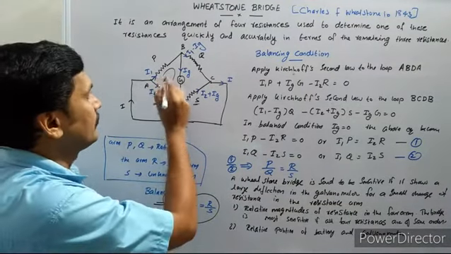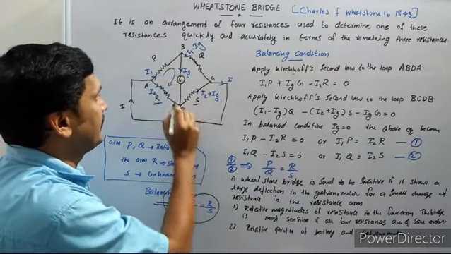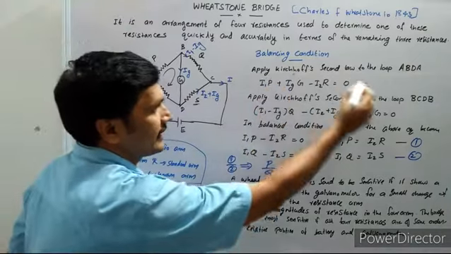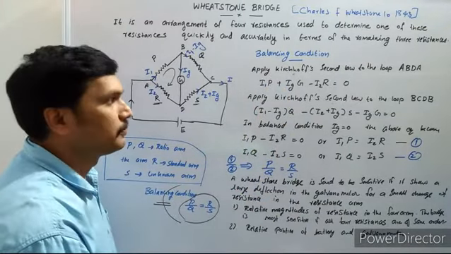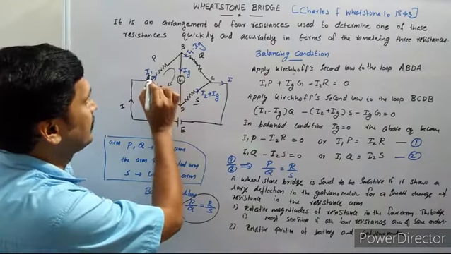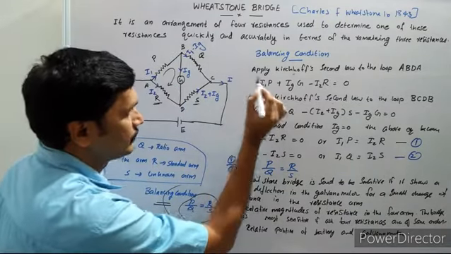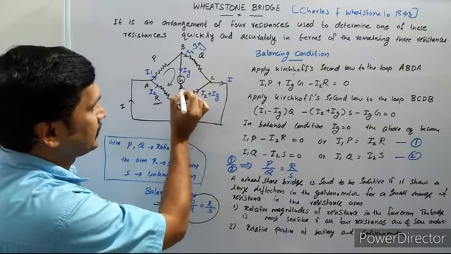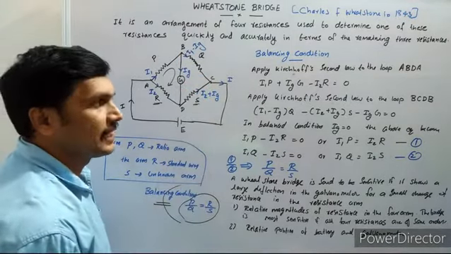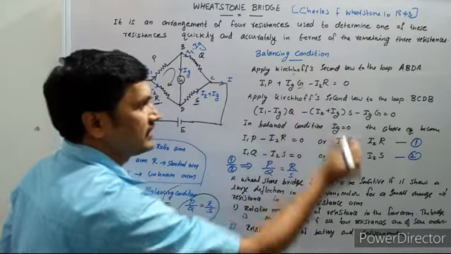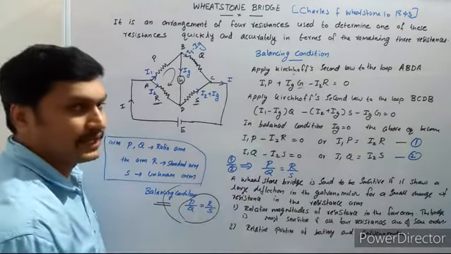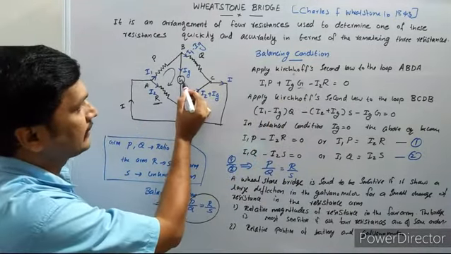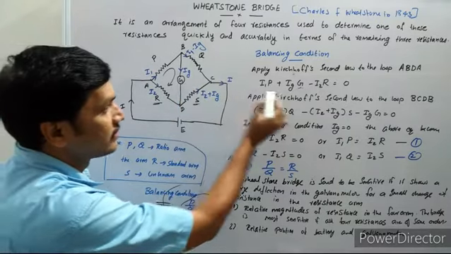Now apply Kirchhoff's second law, the voltage law or loop law, in this closed loop A, B, D, A. First we have I1 into P. Then the current Ig is passing through the galvanometer. Say the resistance of the galvanometer is capital G. So we have Ig into G, since Ig is the current passing through the galvanometer having resistance G.